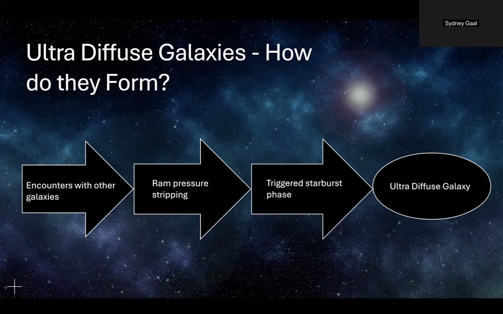The team concluded that these galaxies formed around 12 billion years ago, but recently, in the last billion years, have had encounters with other galaxies, causing ram pressure stripping that triggered a last starburst phase and then stripped the remaining gas from the galaxy. This caused the galaxies to become the ultra diffuse galaxies we see today. All 11 galaxies were found to have ram pressure stripping tails and recent star formation, which led to these conclusions. And the team believes that half of the ultra diffuse galaxies formed in this way.